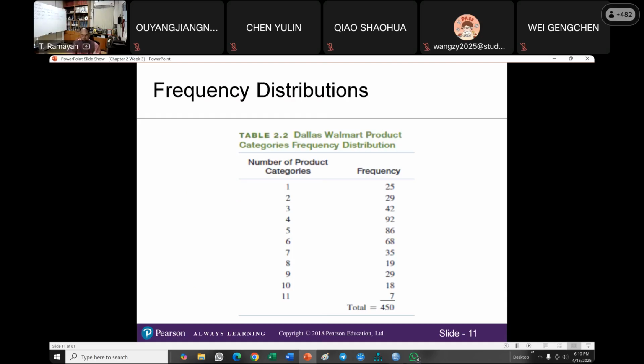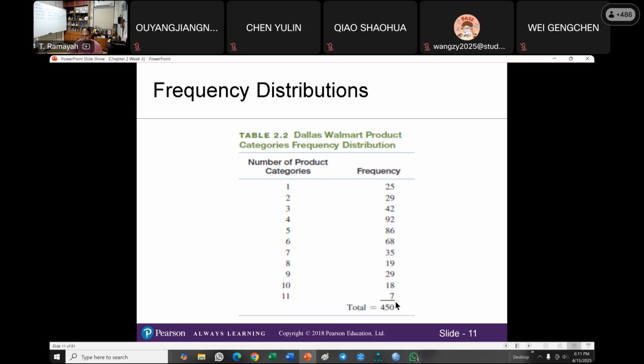Once you summarize them into a table, now we can see much more clearly which is the product that is bought a lot. So we have product category number 4, which is bought 92 times. We have product category number 5, which is bought 86 times, and we have product category number 6, which is bought 68 times. These are the 3 main product categories that are selling very well. So once you have this kind of information presented, then the company can make some decisions based on this distribution, that these are the 3 product categories that we need to stock up.